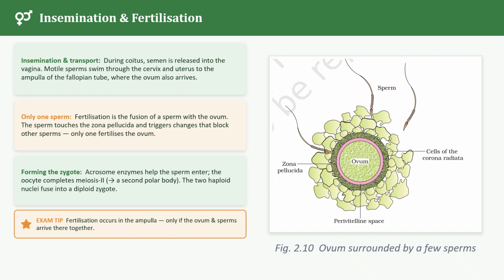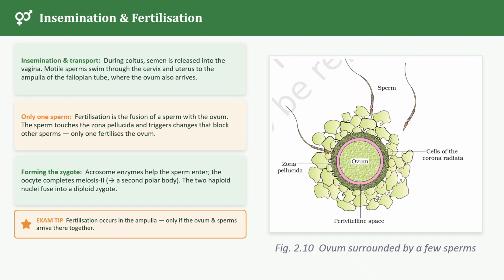Insemination is the release of semen into the vagina during sexual intercourse. Millions of sperms are deposited, but only a few thousand reach the fallopian tube. So the motile sperm travels through the cervix and uterus to the ampulla of the fallopian tube, where the secondary oocyte is present after the ovulation process.